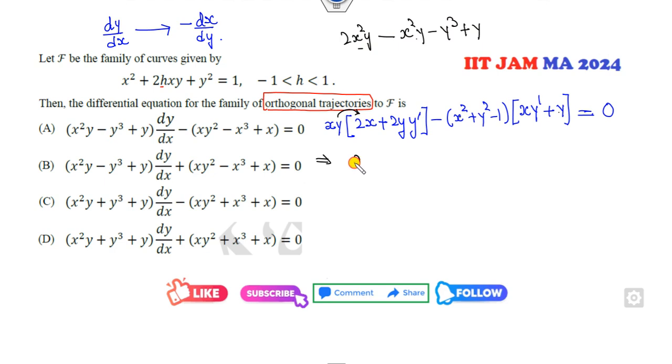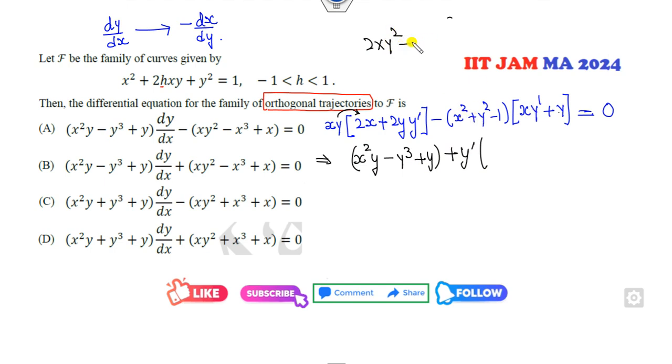So I can make the pair. This is x square y minus y cube plus y, plus y dash. I can make the pair of the y dash. So what is the y dash? It is 2xy square minus x cube minus xy square plus x. So again I can make the pair. This is xy square minus x cube plus x is 0.